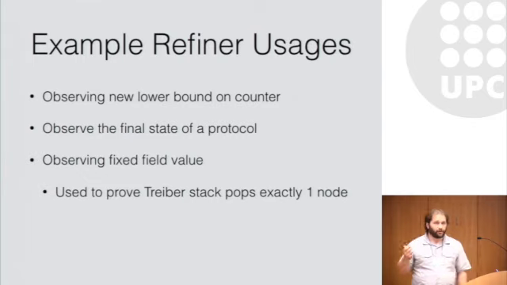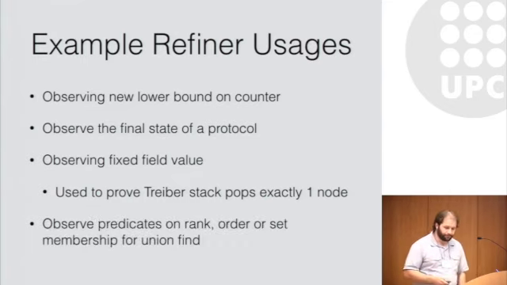So for example, in a Treiber stack, if you want to prove that your pop pops exactly one node, you need to know that at the time of the CAS, the next pointer in the node you're removing is actually the value you're going to install with the CAS. Since you previously read that out of that same node, you can do it with a refiner, remember that value because the node is immutable, and exploit it later.